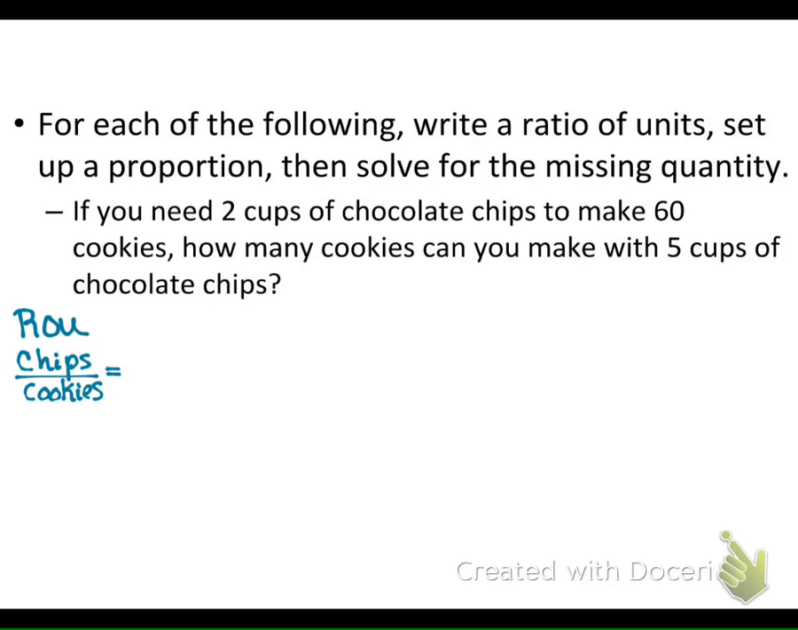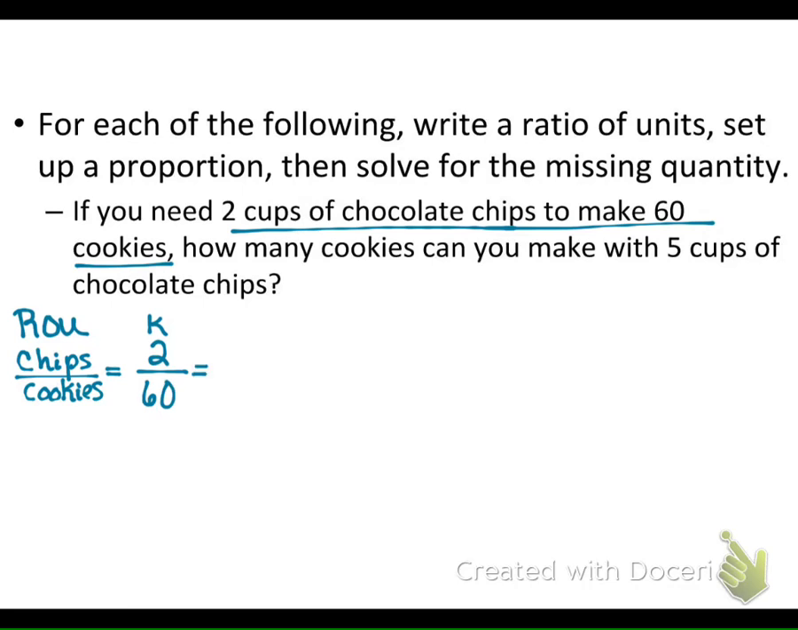So then we're going to go on to our known units, our known ratio. So what information do we know? You need 2 cups of chocolate chips to make how many? 60 cookies. Okay, so there's our known information, right? So the 2 cups of chocolate chips, is that going to go on top or bottom? Top with our chips. So 2 cups of chocolate chips will make 60 cookies. Where does 60 cookies go? On the bottom with cookies.